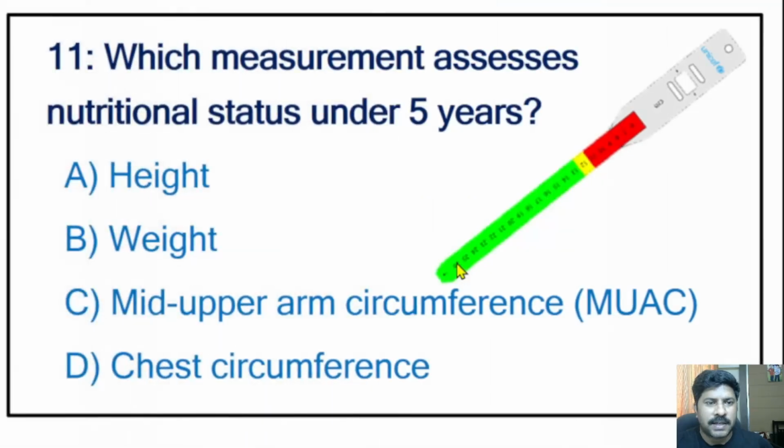Next question. Which measurement assesses nutritional status under 5 years? Height, weight, mid upper arm circumference or MUAC, chest circumference? The correct answer is option C, mid upper arm circumference, MUAC. This is the scale or measurement tool that is used to measure the mid upper arm circumference.